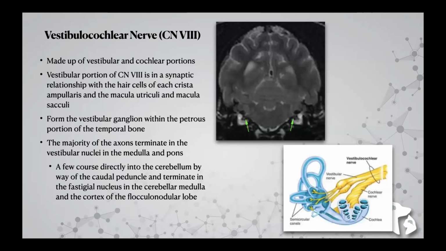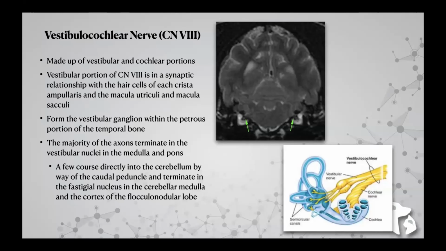So the vestibulocochlear nerve, again, we're going to be talking about the vestibular portion today, but it is made up of both vestibular and cochlear portions. The vestibular obviously is involved with balance, but then you have the cochlear portion, which is involved in hearing. The vestibular portion of cranial nerve 8, again, is in synaptic relationship with the hair cells of each of the crista ampullaris, and then the macula utriculi and the macula sacculi.